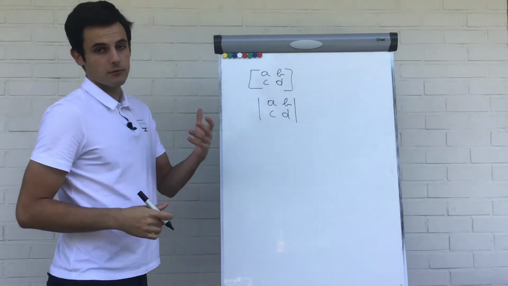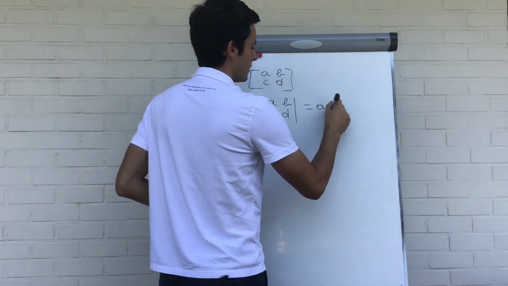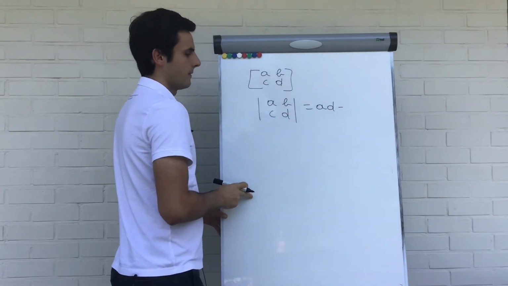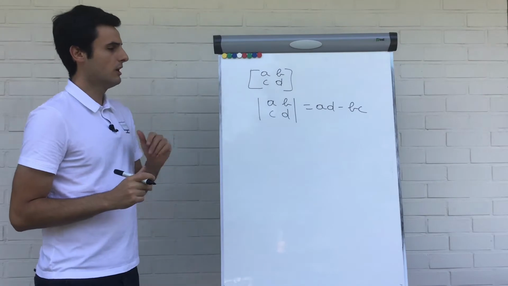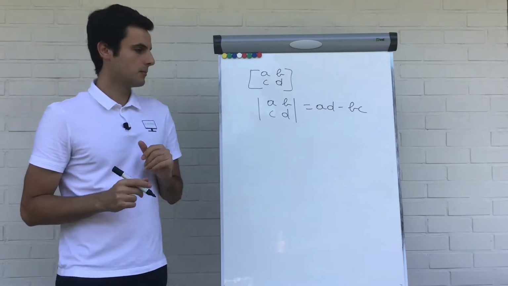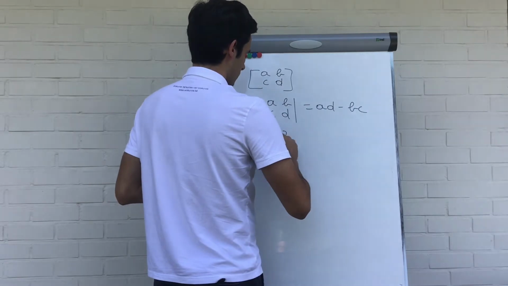There's a formula for a 2x2 matrix. So you multiply A with D and then minus B with C. So A multiplied with D minus B multiplied with C. An example: 1, 2, 4, 5.